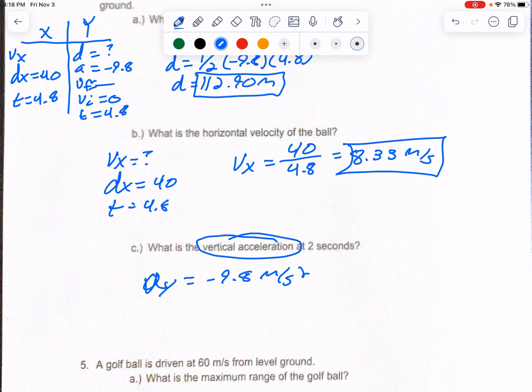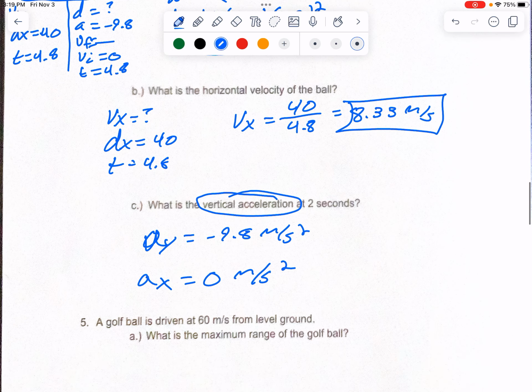Okay, if I ever asked you about horizontal acceleration, so ax, that would be 0, because remember, horizontal velocity doesn't change. So if your velocity is constant, that means you're not accelerating or decelerating. So you have an acceleration of 0. So your answer would be this, negative 9.8 meters per second squared. So it doesn't even matter the time. Okay, at 1 second, 2 seconds, 3 seconds, it's always going to be negative 9.8.